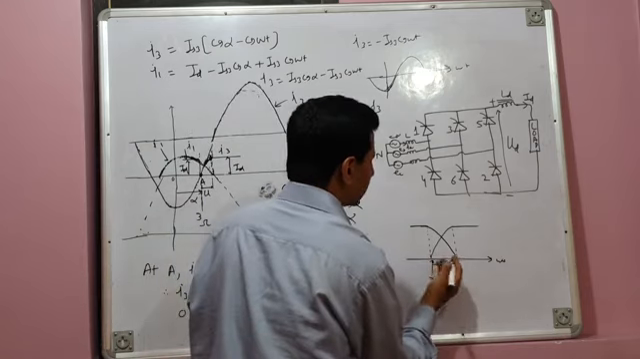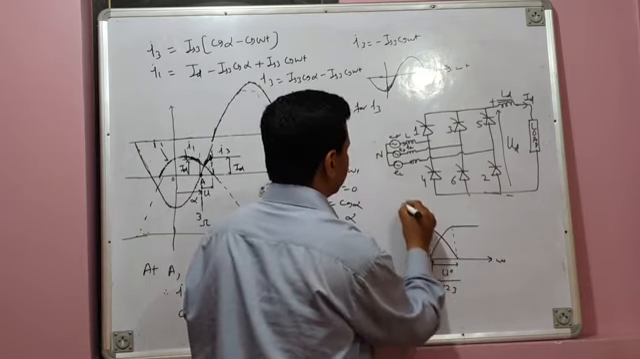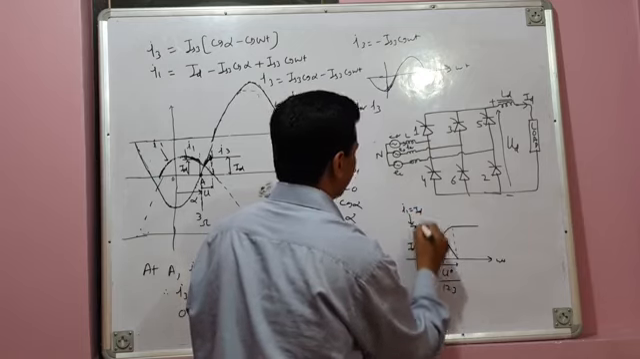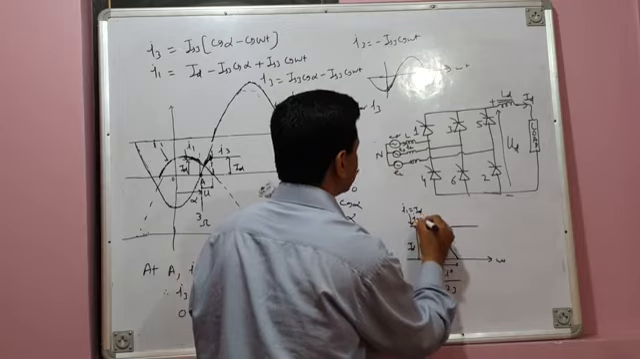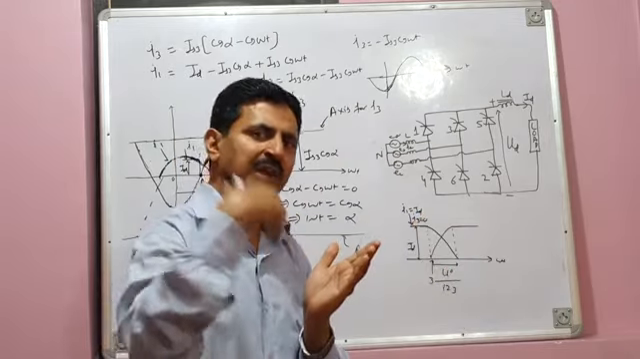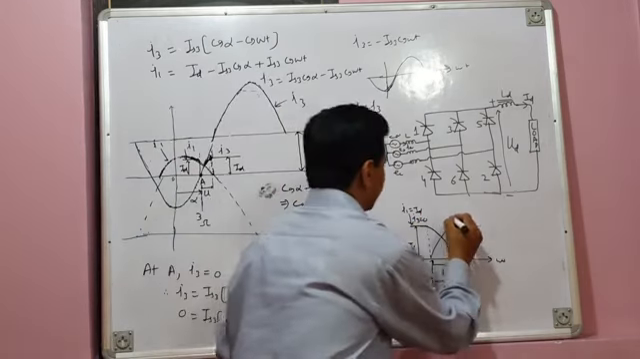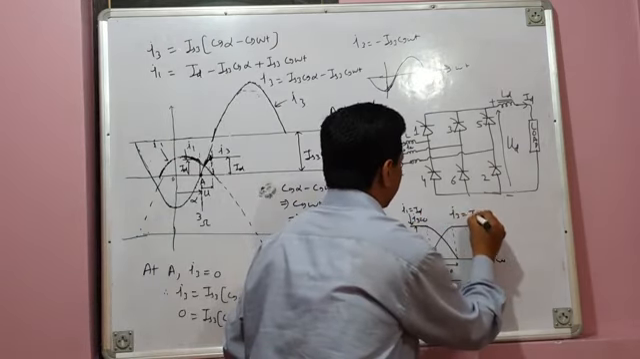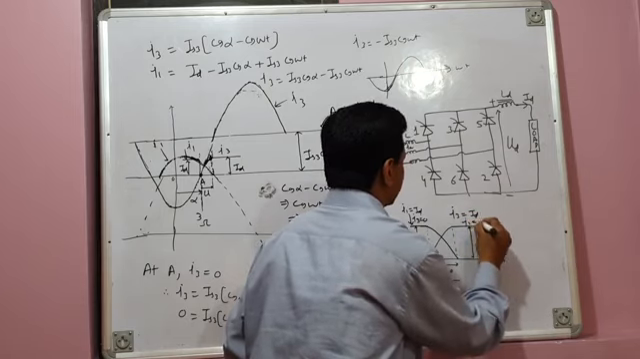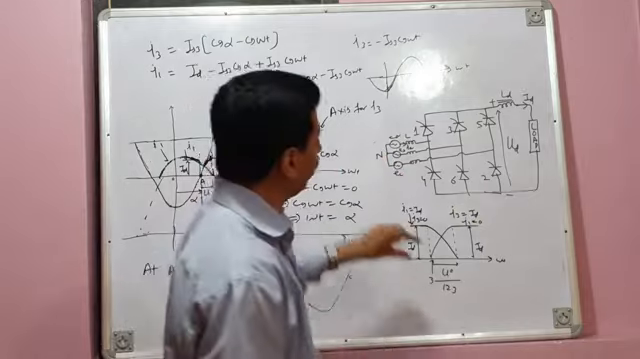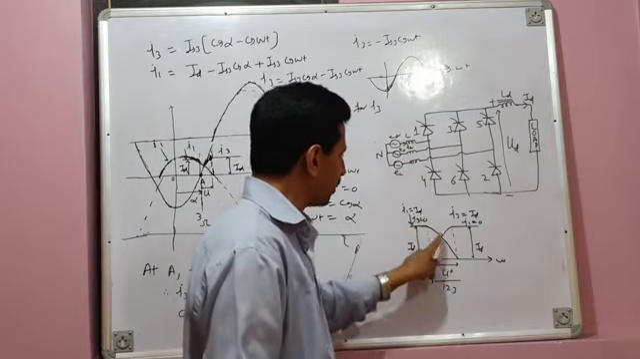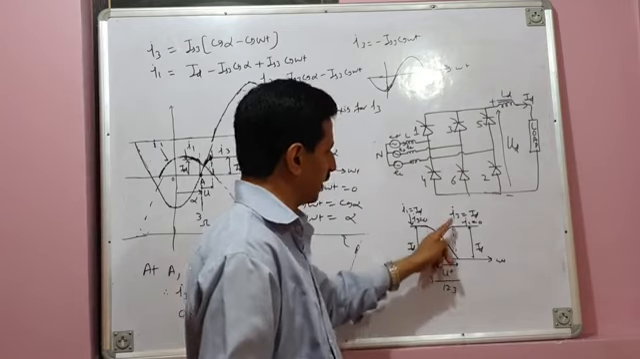So before commutation, that is before U, what is I1? I1 is equal to ID. You can see it is equal to ID. And I3 is equal to 0. After commutation, when commutation is complete, valve 1 has completely transferred the whole current to valve 3. So valve 3 current I3 will be equal to ID. And valve 1 current is 0 because it has transferred all the current. During commutation overlap U, both currents are present. I1 is present, it is decreasing, and I3 is also present, it is increasing.